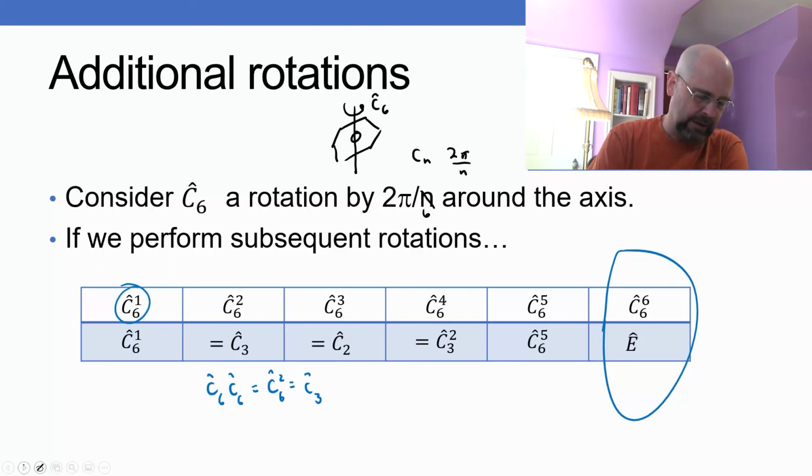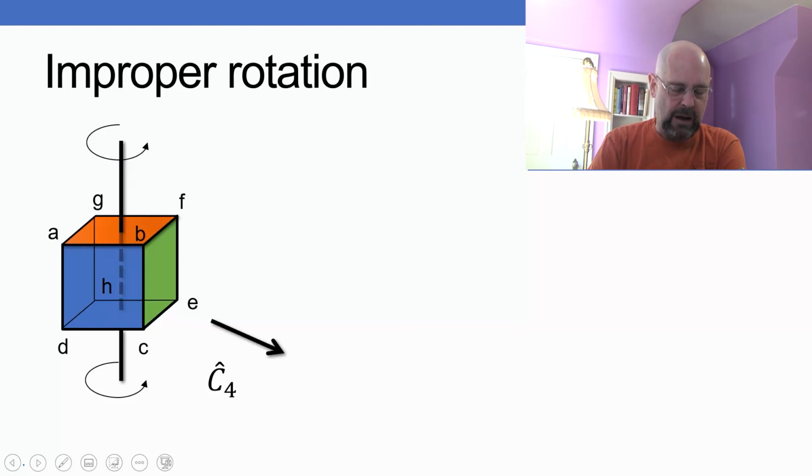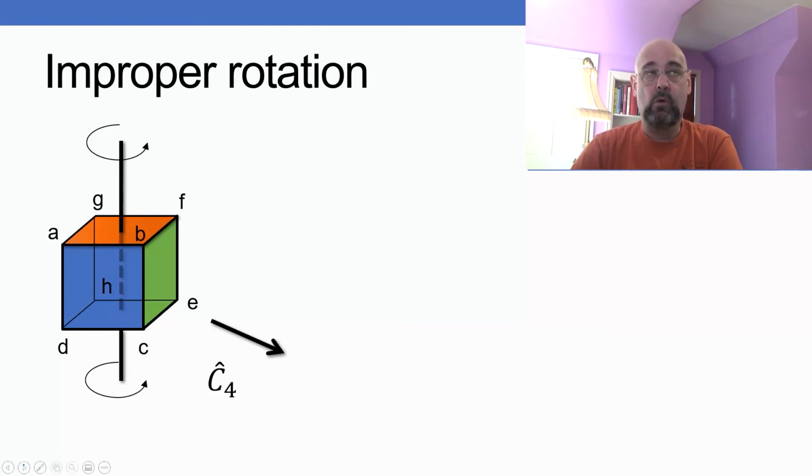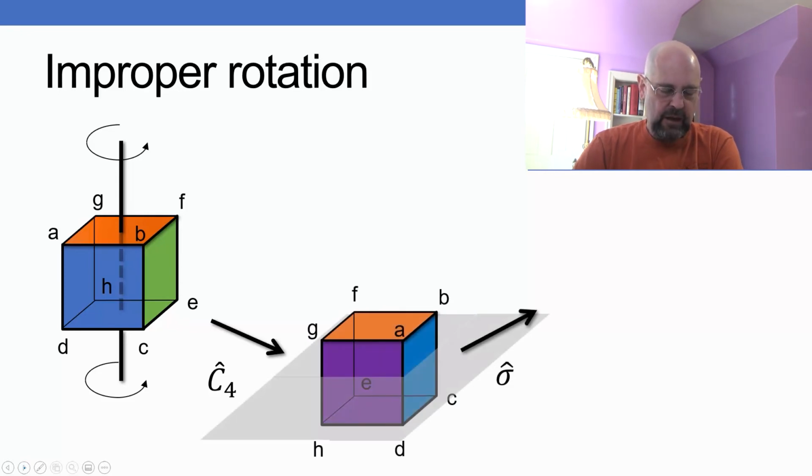Okay, now we get to improper rotations. An improper rotation is a rotation and then a reflection, or a reflection and rotation. In this case, the order is not important. First off, what I've done is I've rotated the molecule, and hopefully you can see that from this figure. I've taken everything and rotated it around.